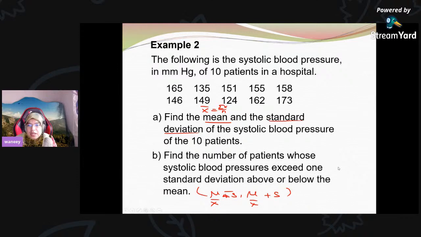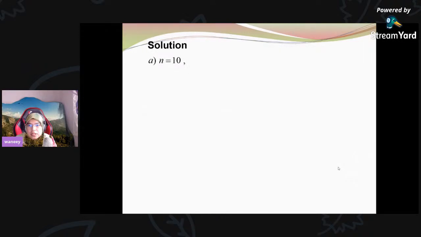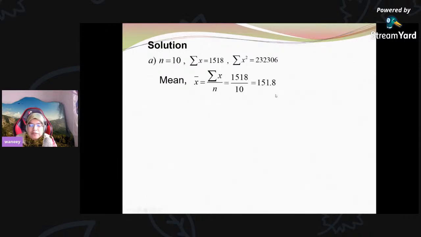Okay, next. Let us calculate the sum of x and sum of x square. So n is equal to 10. Sum of x is 1518. Sum of x square is 232306. So do make sure to write them down first. And then the mean is sum of x over n. So 1518 over 10, the answer will be 151.8. And then you need to calculate the variance and take the square root of the variance to calculate the standard deviation.